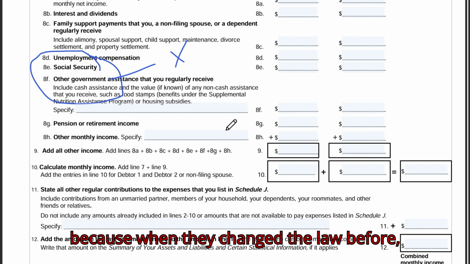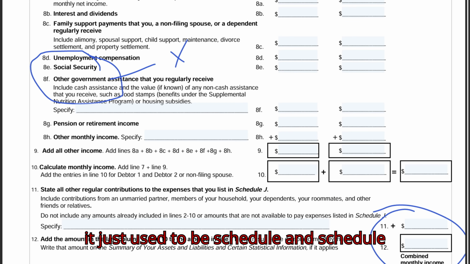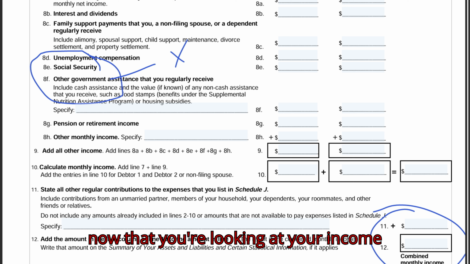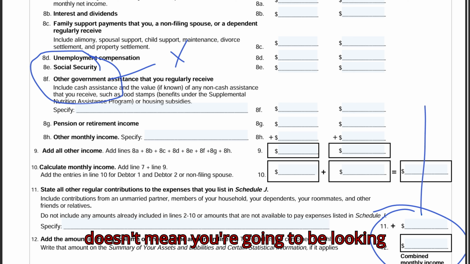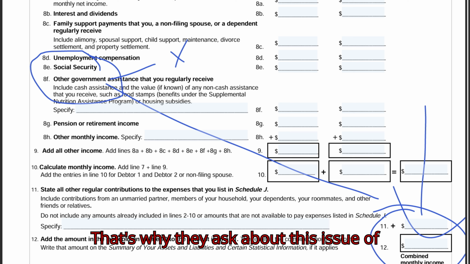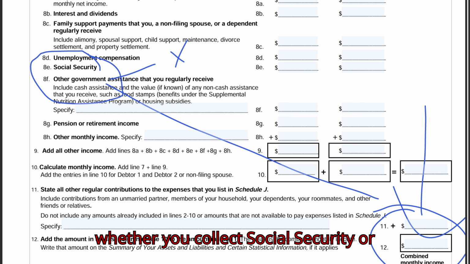I mentioned that because when they changed the law, before it just used to be Schedule I and Schedule J. The means test was now another way that they were looking at your income. So now they're looking at your income twice. So just because you're on the means test and everything looks good, doesn't mean you're going to be looking good when it comes to disposable income. That's why they ask about this issue of whether you collect Social Security or not.